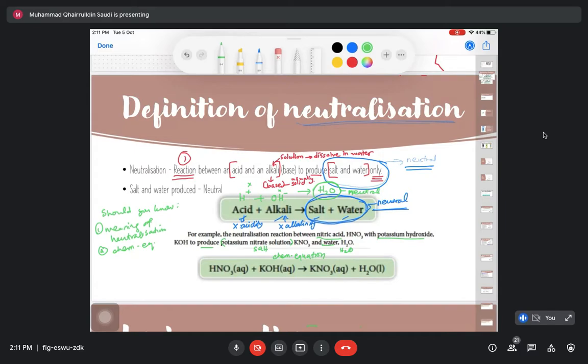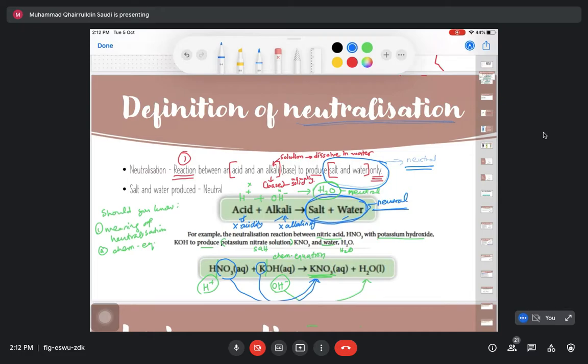So how do we know the salt there? We just change the partner. This is H plus, this is OH minus. Those two will become water. How about the next one? Nitrate ion and potassium ion will then become potassium nitrate salt. So this is how you write down the chemical equation. You should have no problem writing chemical equations anymore.